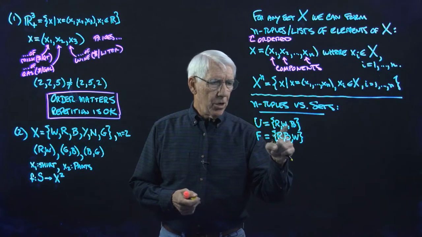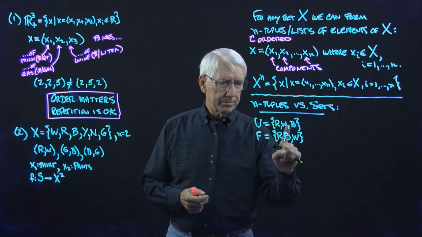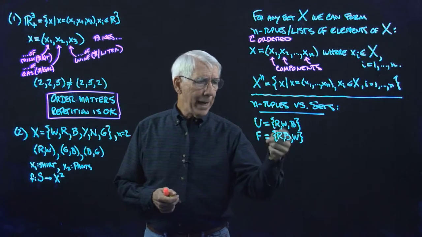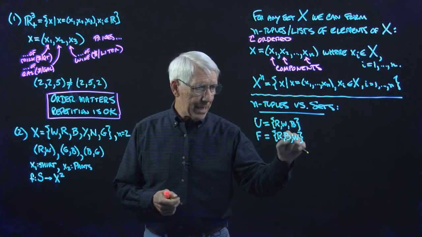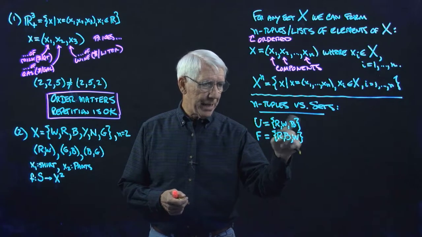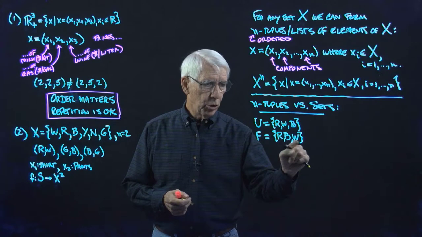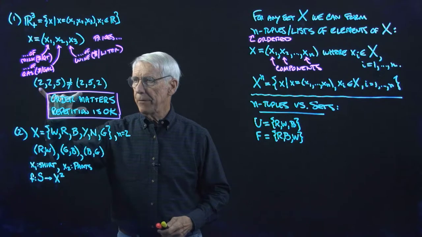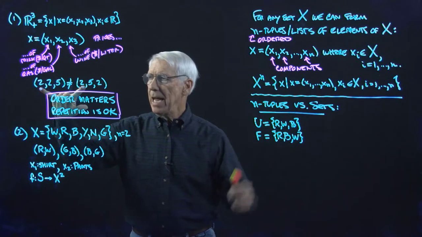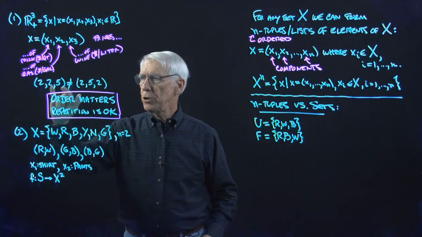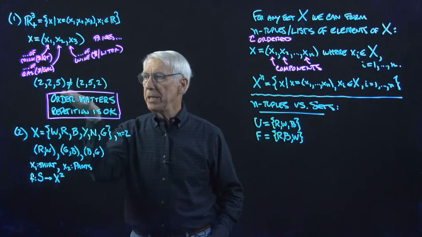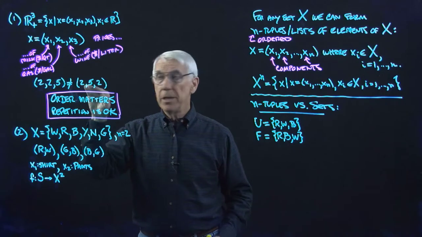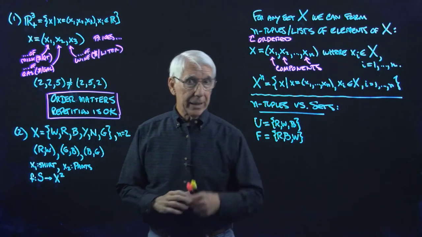So here, notice that in the way I wrote the sets, I reversed the last two elements of the set. White, blue, blue, white. That's exactly the same thing I did over here. I kept the first components the same, and I reversed the 2 and the 5 and the 5 and the 2, and that gave me two distinct, different n-tuples. That's not the case here.